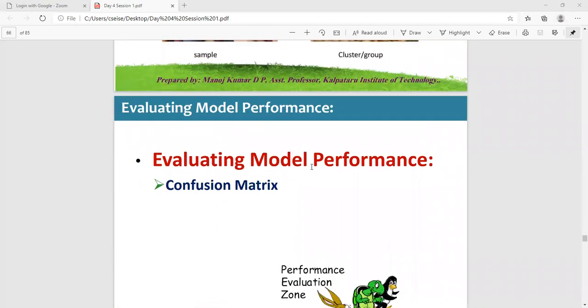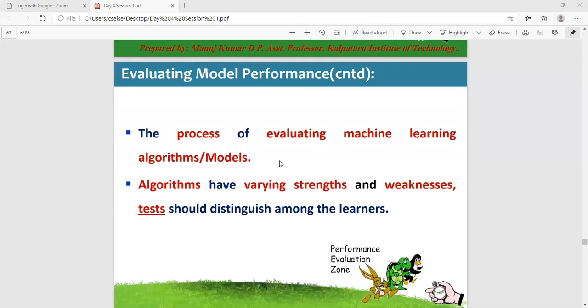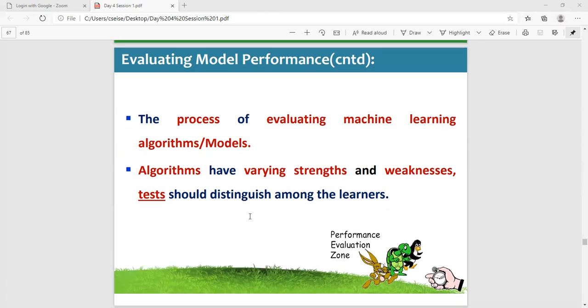Okay, so now come to the next, evaluating the model performance. So how do you evaluate the model performance? For that we go for the concept called the confusion matrix. So what is a confusion matrix? A confusion matrix is a 2 cross 2 matrix which tells the performance of the model you have designed. So it is a process of evaluating machine learning models. It has varying strengths and weaknesses. The test should distinguish among the learners.